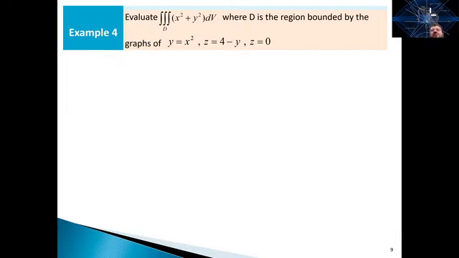All right, let's look at this one. Evaluate this one where D is, now we don't want to find the volume actually. This is not a volume integral because inside we have this. But over what? Over the three-dimensional region that has the graphs of y equal x squared, z equal 4 minus y, and z equal to 0. Where is that shape exactly? Let's see where we are here. So let's start with the line.